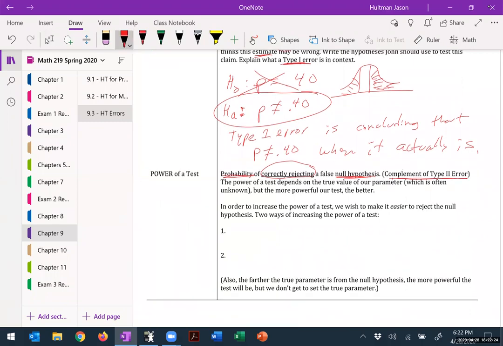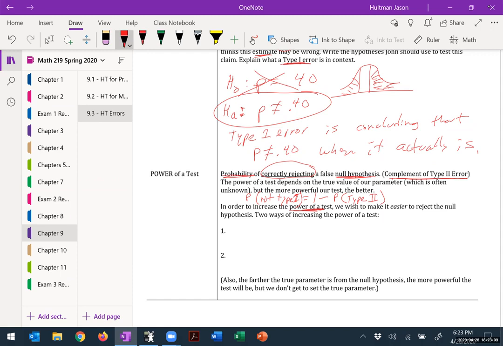In order to increase the power of a test, we wish to make it easier. So this is 1 minus the complement. The power of the test, the probability of correctly rejecting, the probability of not getting a type 1 error is 1 minus the probability of getting a type 2 error. Okay, so that's your formula. Probability of not getting type 1 is equal to 1 minus the probability of type 2.